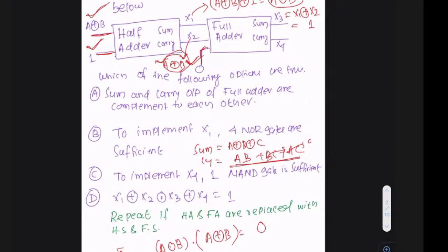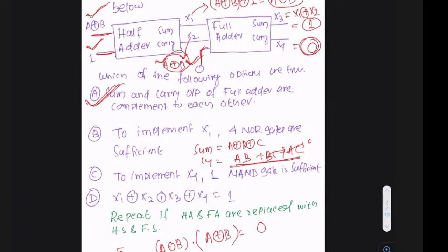So this is what we got. Coming to option A, sum and carry output of full adder are complement to each other. X4, we are getting, is 0 here, and X3 is 1. So the sum output is 1 and the carry output is 0. So 1 and 0 are complement to each other. So option A is correct.